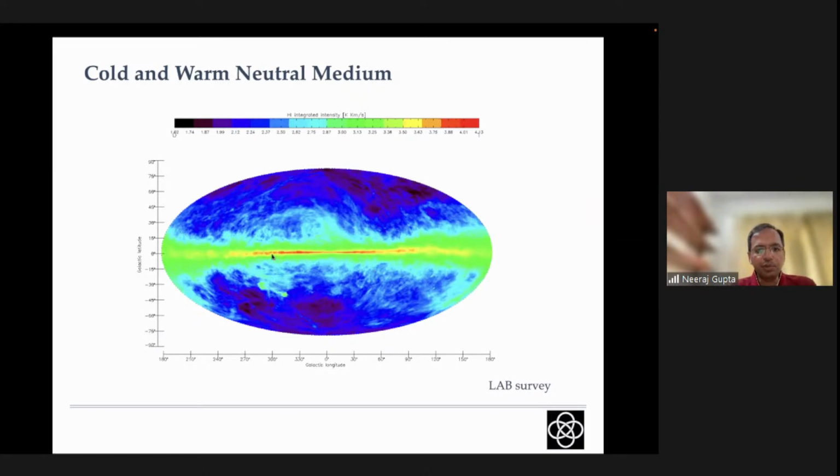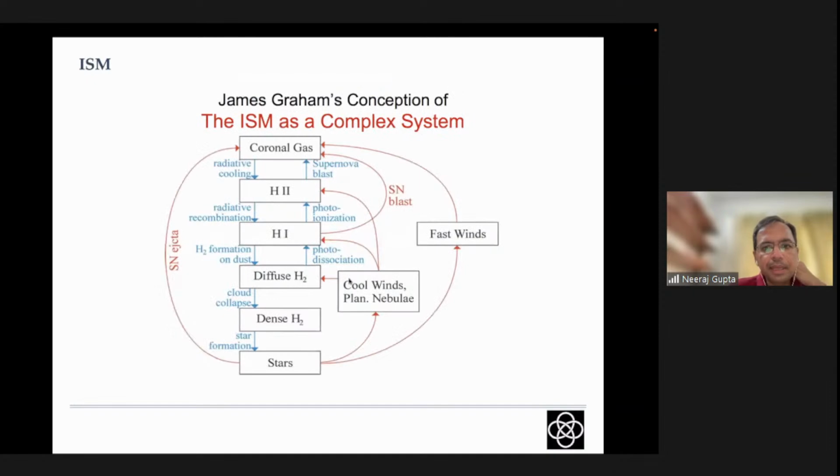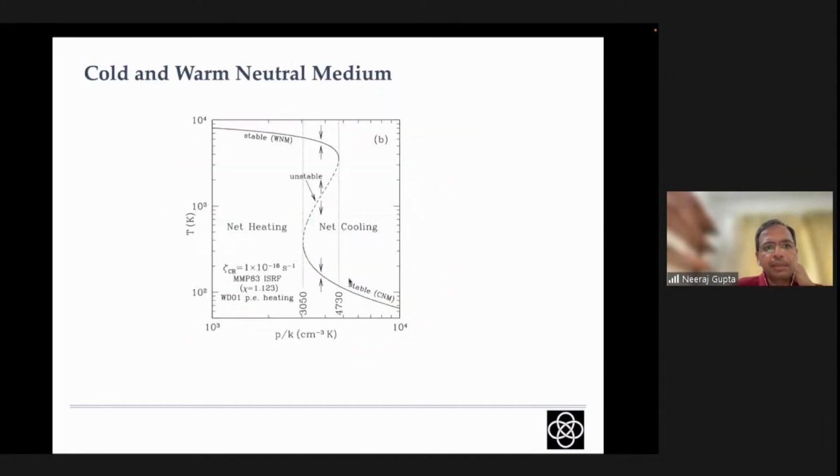So you can see that most of the high column density H1 is actually confined to the disk of the galaxy. But in addition, there are also extraplanar features, and we'll talk about some of them in a general context in a short while. But to conclude, detailed 21 centimeter line observations for our galaxy have revealed that not only do we have two phases of ISM, one being cold neutral medium and another being warm neutral medium.